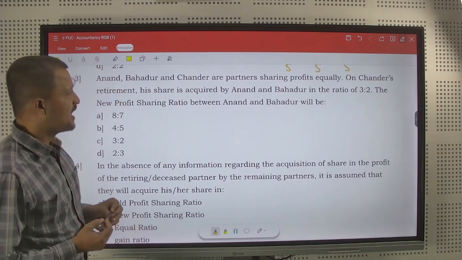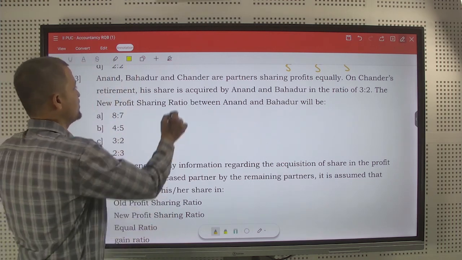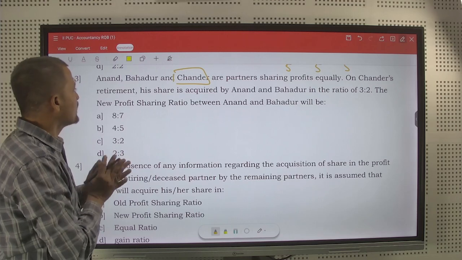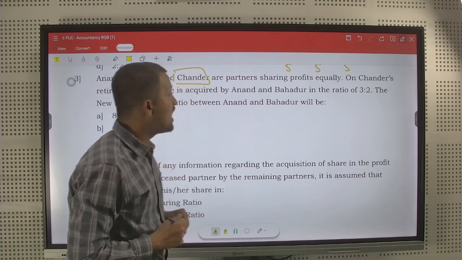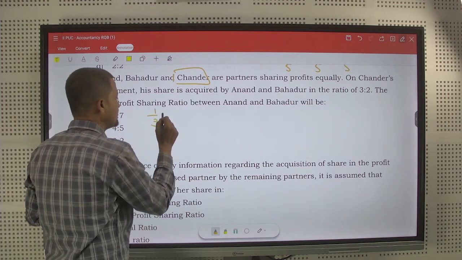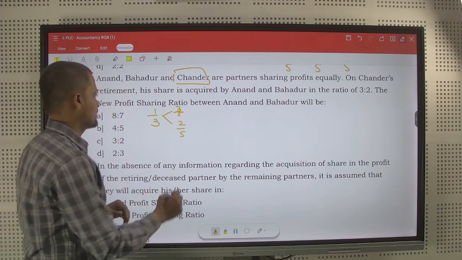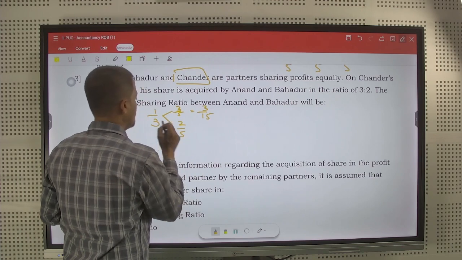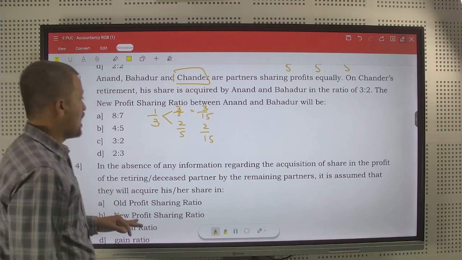Anand, Bahadur, Chandar are partners sharing profits and losses equally. On Chandar's retirement, who is the last person, his share was equally 1/3. His share is acquired by Anand and Bahadur in the ratio 3:2. That means his 1/3 share is acquired in the ratio 3/5 and 2/5, so it will be 3/15 and 2/15.